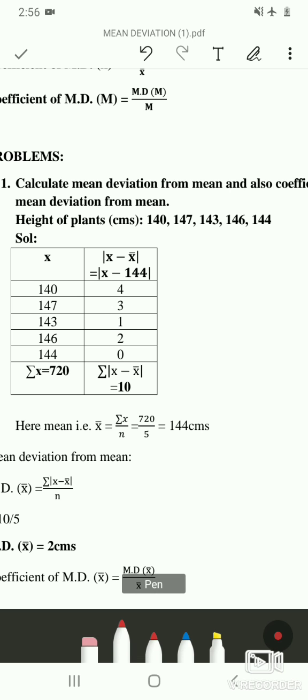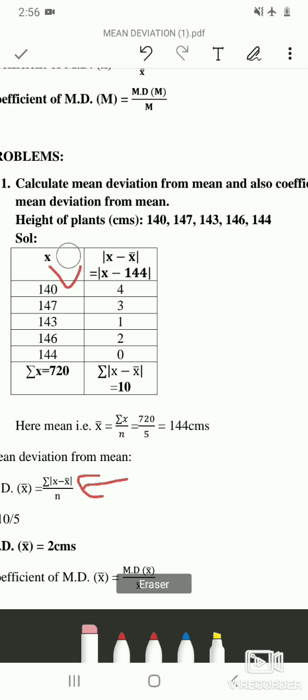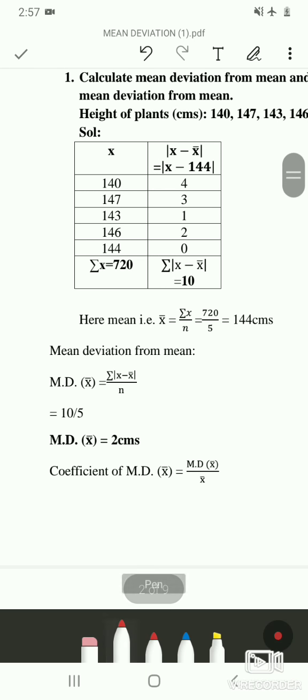So now you have got the values, and now to get the numerator of the formula, add these values, that is summation of absolute value of x minus x bar, which is 10. So adding this, you will get summation of |x minus x bar|. And how to obtain this table is, for given x values, subtract it from x bar, that is 144. So this is 10.